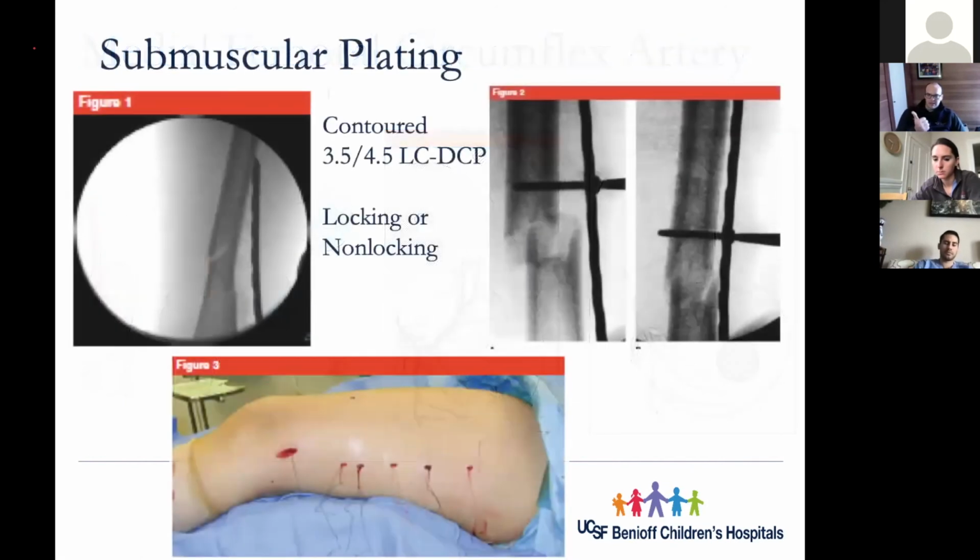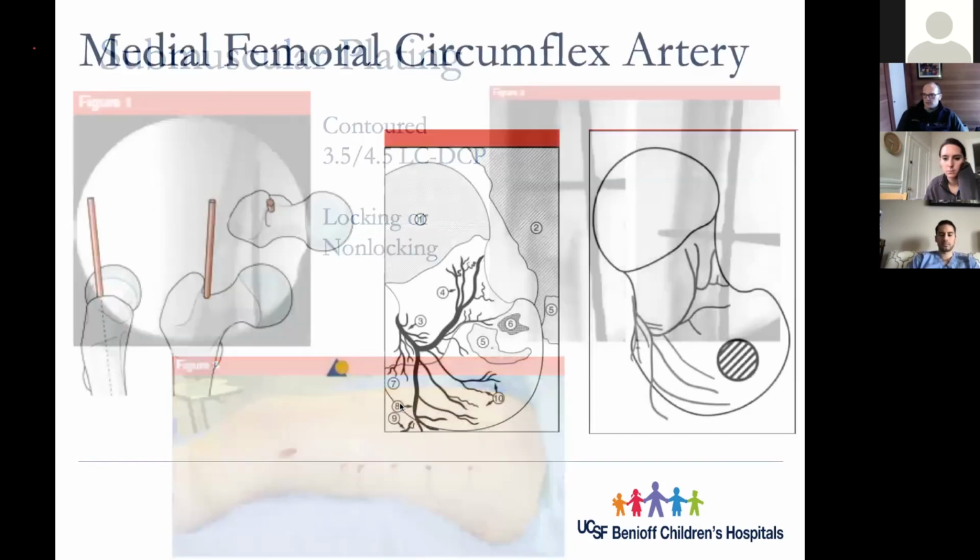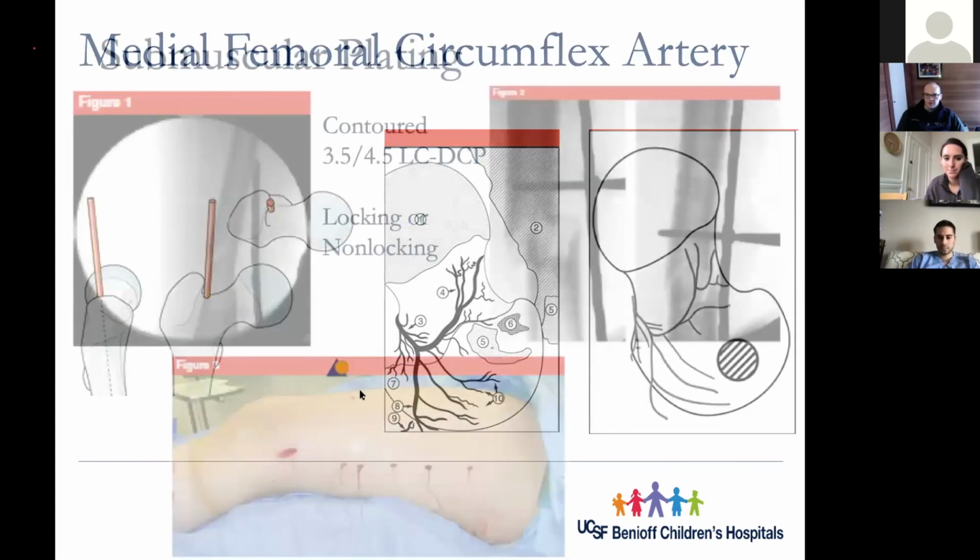Submuscular plating is a technique that I think you get some in the adult world, but we'll utilize occasionally from a pediatric standpoint in length unstable fractures. So if you get a big butterfly fragment that doesn't allow for good flexible nail, using a submuscular plate is pretty convenient. Using lots of small little incisions just makes for hardware removal a little more difficult. So not something that we go to on a regular basis.